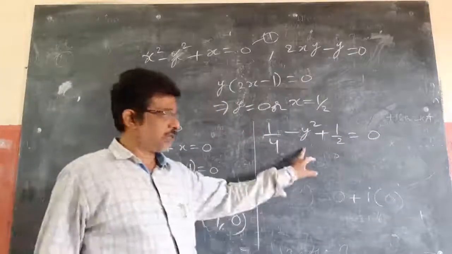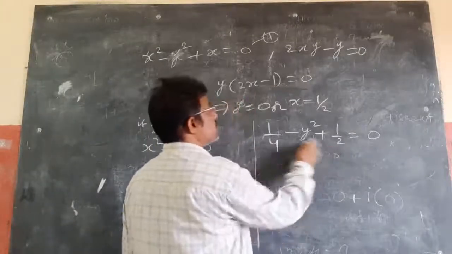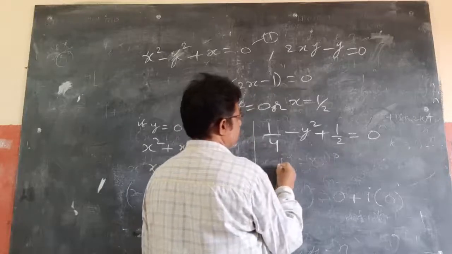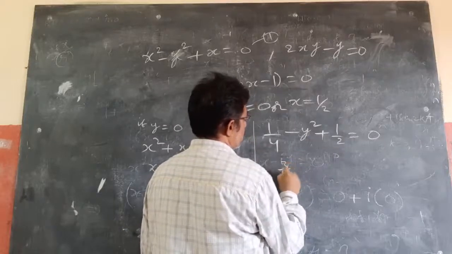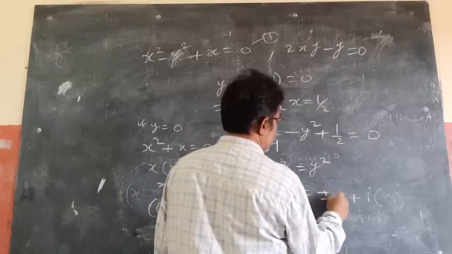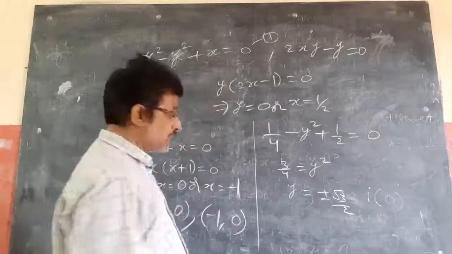I will get 2 corresponding values of y. So total 4 solutions I will see. This is 1 by 2 plus 1 by 4. So 4 is the LCM, so 3 by 4 equal to y square. So y equal to plus or minus root 3 by 2.